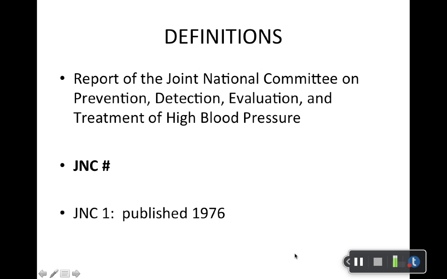Again, this is something I would encourage you guys to use when you're new practitioners. Use the JNC. They're up to JNC 8 right now, so number 8 is the most current one. Definitely look at those and use those.